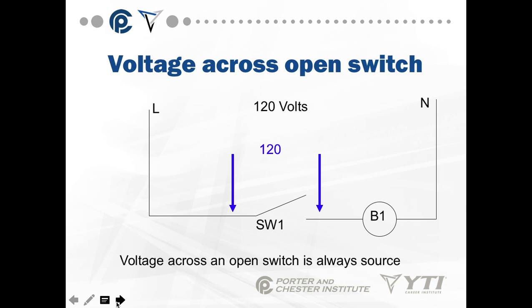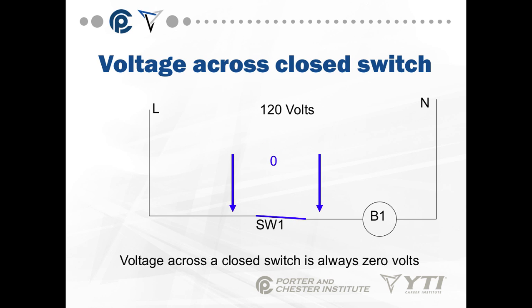That is your reading. So again, when you're measuring voltage, here's your meter, the 120 in blue is your meter. These are your two leads. You're putting your meter in parallel or next to the voltage you're trying to measure, or the component you're measuring voltage on. Voltage across an open switch is always source. If you get anything else, there's another problem. Voltage across a closed switch is always 0.